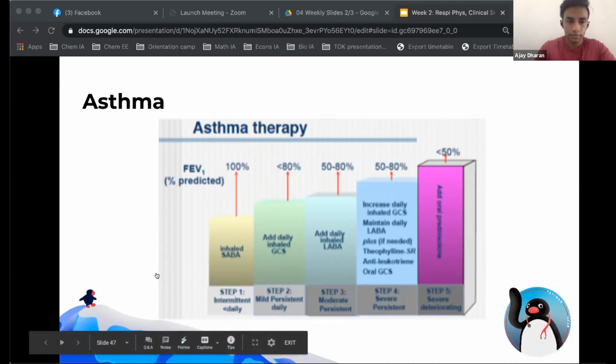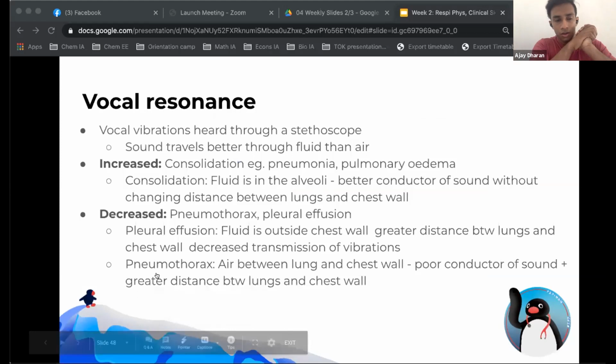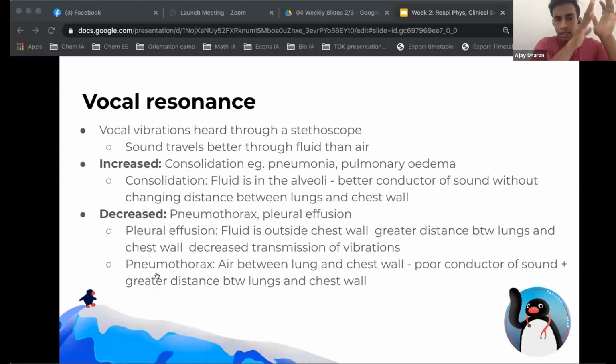Okay, so now on to something completely separate. So that was asthma and COPD that we have covered and touched on. Hopefully that makes things clearer and helps you distinguish when patients present with either asthma or COPD.